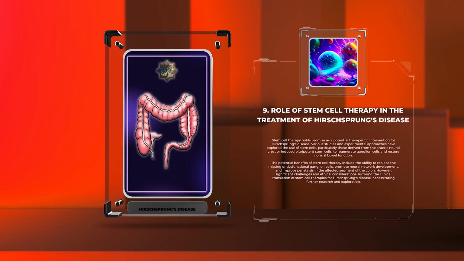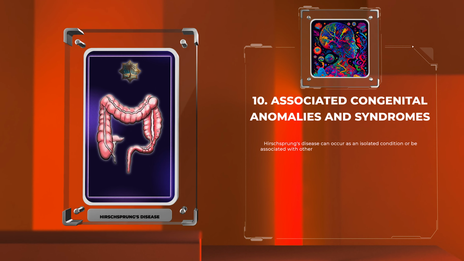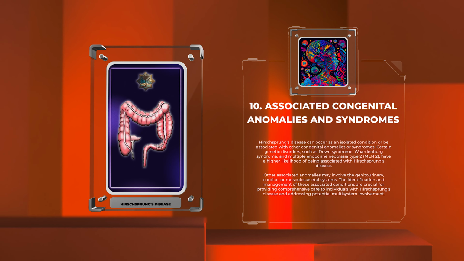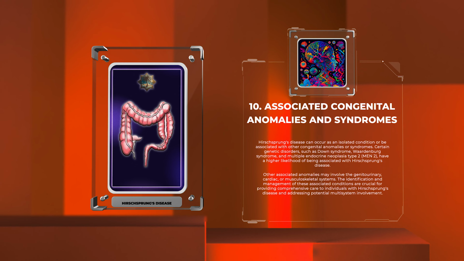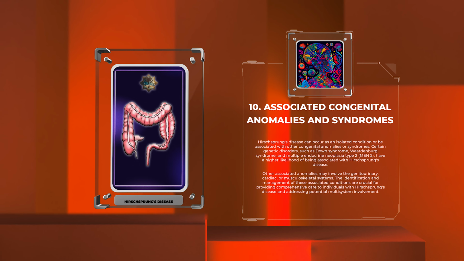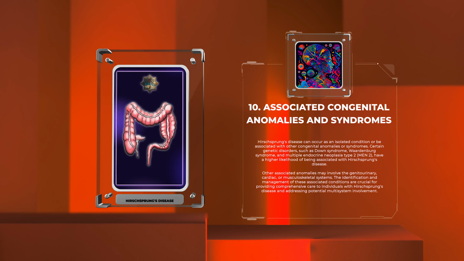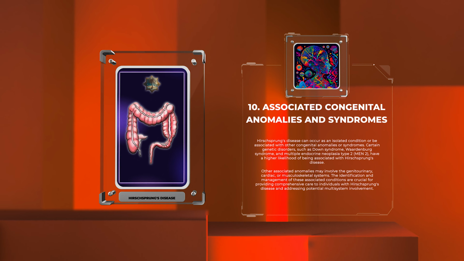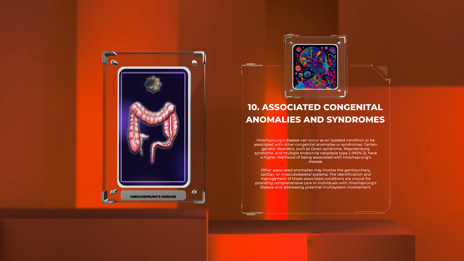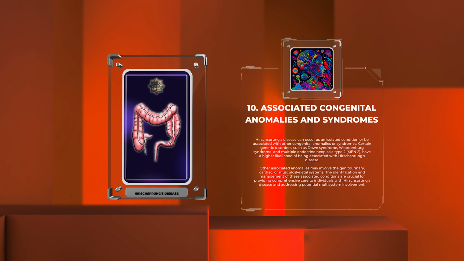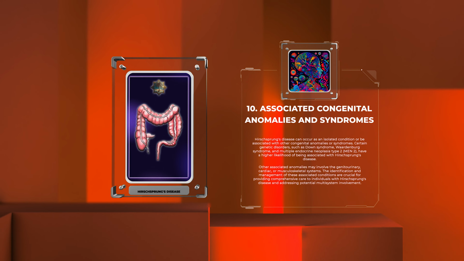Hirschsprung's disease can occur as an isolated condition or be associated with other congenital anomalies or syndromes. Certain genetic disorders, such as Down syndrome, Waardenburg syndrome, and multiple endocrine neoplasia type 2, MEN2, have a higher likelihood of being associated with Hirschsprung's disease. Other associated anomalies may involve the genitourinary, cardiac, or musculoskeletal systems. The identification and management of these associated conditions are crucial for providing comprehensive care to individuals with Hirschsprung's disease and addressing potential multisystem involvement.